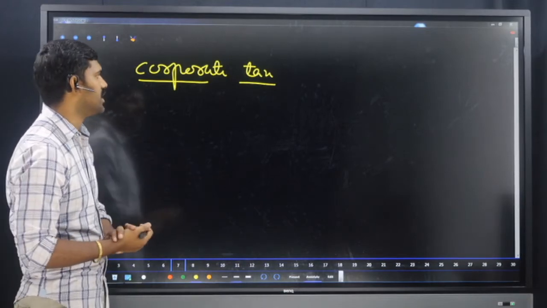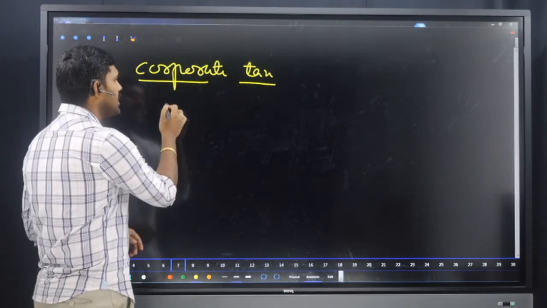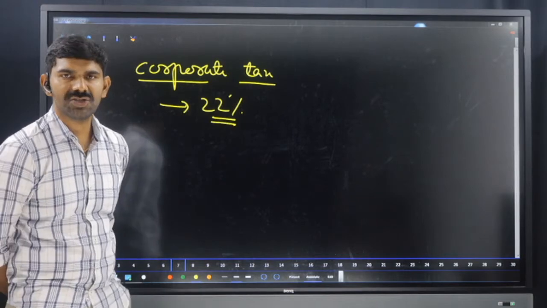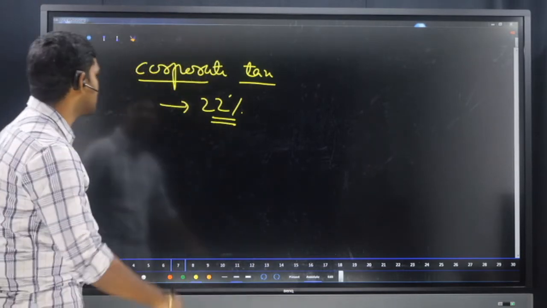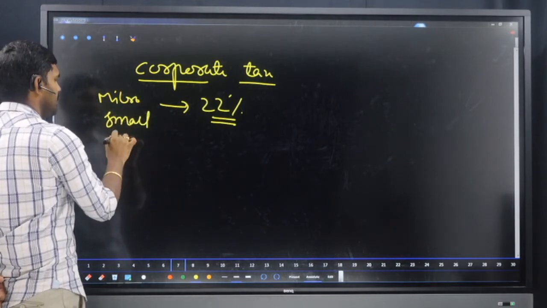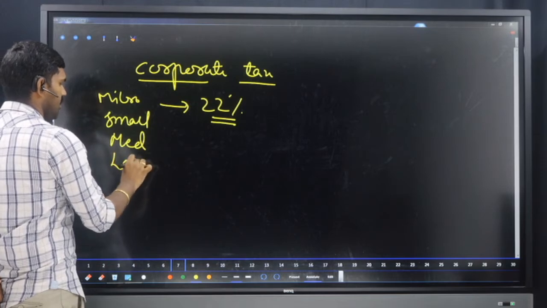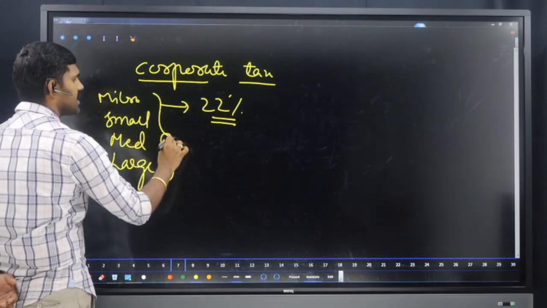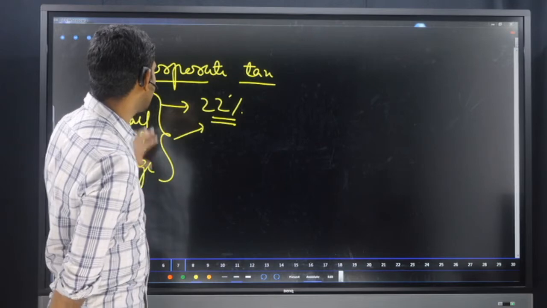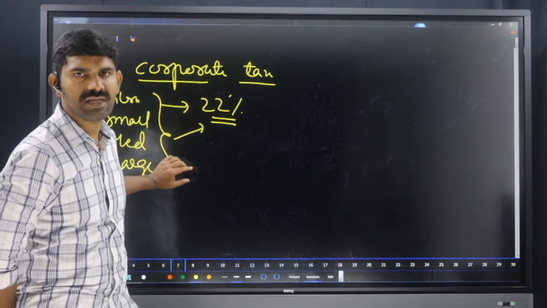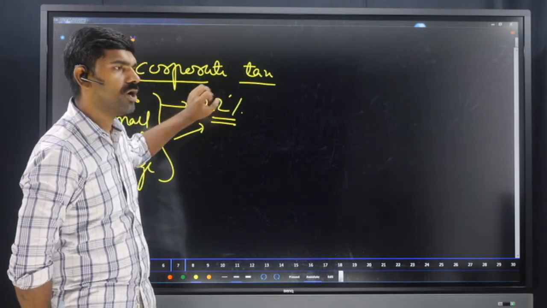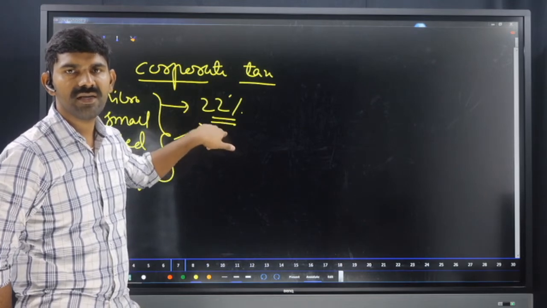Now what is the change? Recently the corporate tax was reduced to 22% for all the enterprises. That means micro, small, medium, large, for everyone, they have reduced the corporate tax to how much? 22%. So this is a very important update. Earlier these smaller ones had 25%, and the large ones, greater than 400 crores, had 30%. Now everything is reduced from 25 to 30% to 22%. Very important, the change in the corporate tax.